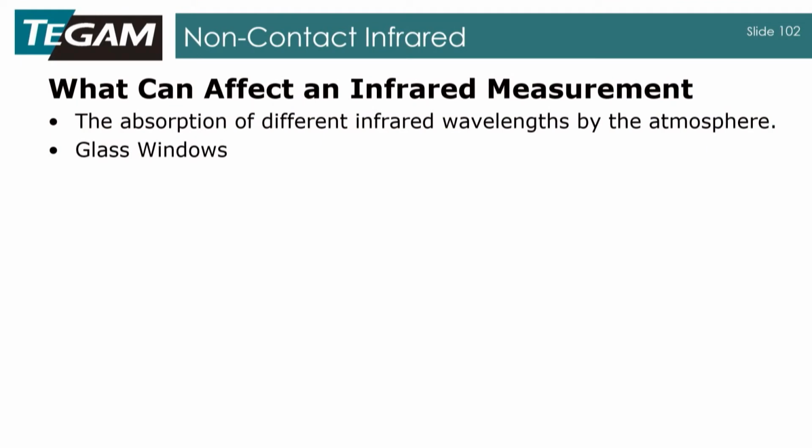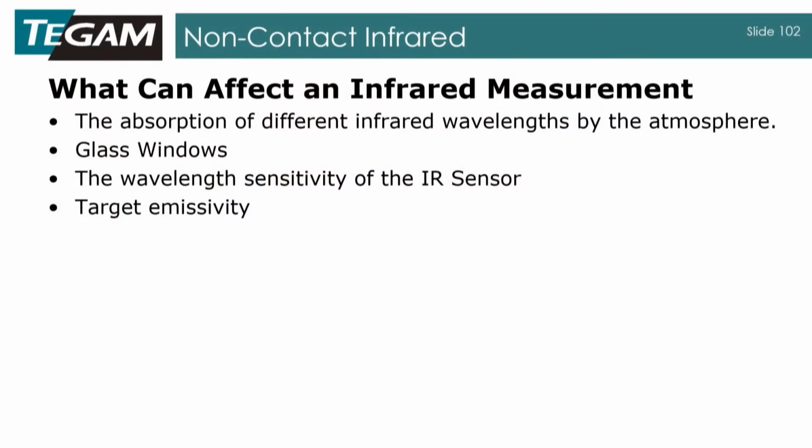Glass windows. Again, as you said, glass may pass visible light, but it doesn't pass IR. So if you make a measurement through a glass window, what you're going to find out is how warm the glass is, not how warm the thing behind the glass. You can use silicon or germanium windows onto a process. They attenuate the IR by some amount, but you can calibrate through the window, if that becomes an issue. Again, the wavelength sensitivity of the IR sensor is going to vary. The target emissivity, we've looked at that, of course. What is the emissivity of the area you're measuring?